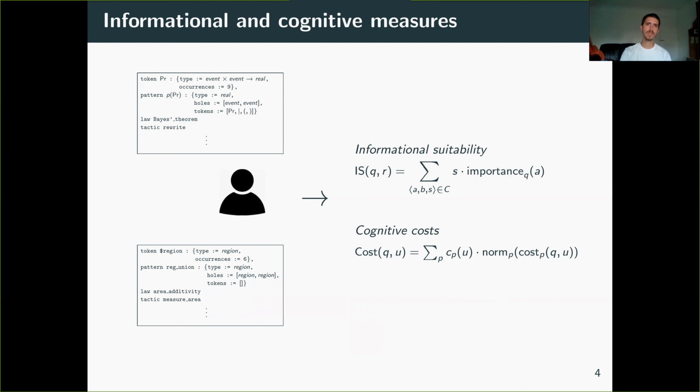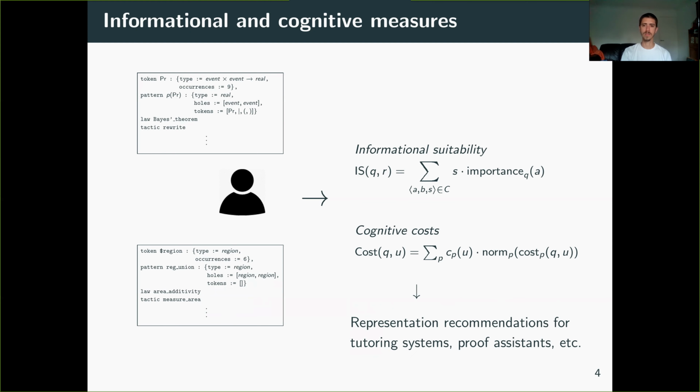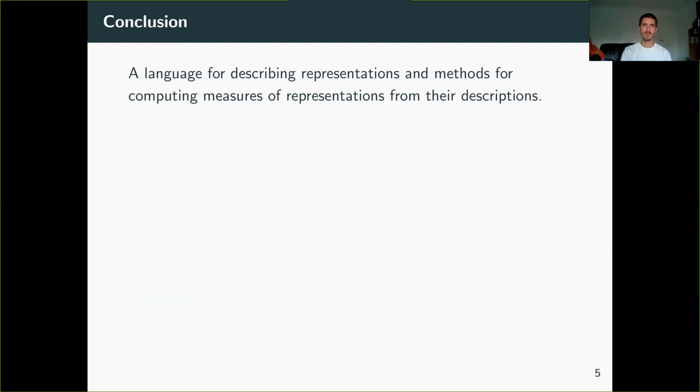Ultimately, our goal is that with measures such as these, we can recommend representations to users of tutoring systems or of proof assistance, and this is all ongoing work. So to summarize, our framework includes a language for describing a variety of representations and methods for obtaining informational and cognitive measures from their descriptions.